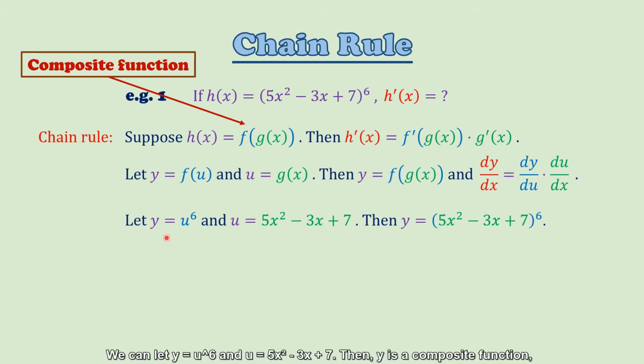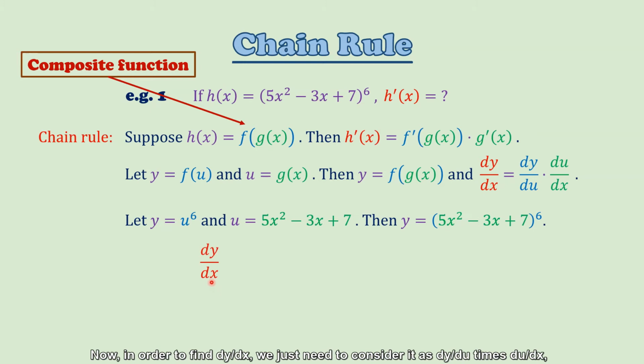Now we can try to apply the chain rule to do the differentiation in this case. We can let y be u to the power 6 and u be 5x² − 3x + 7. Then y is a composite function and it is equal to the function h(x) that we are interested in. After decomposing this function into two simpler functions, we can see that both functions can be easily differentiated by the differentiation rules that we have learned.